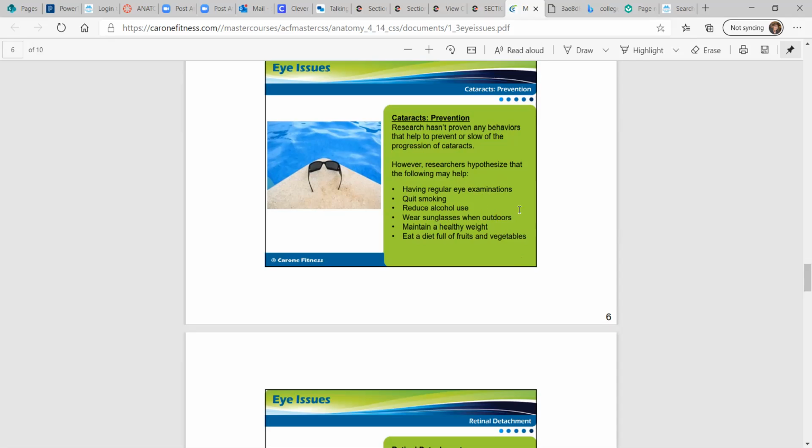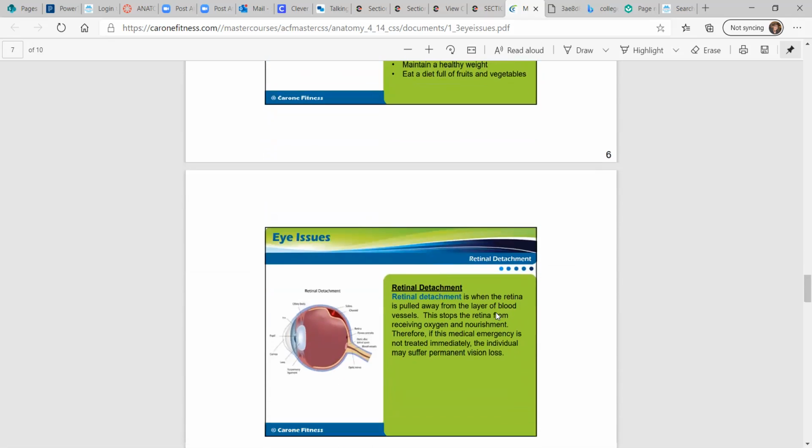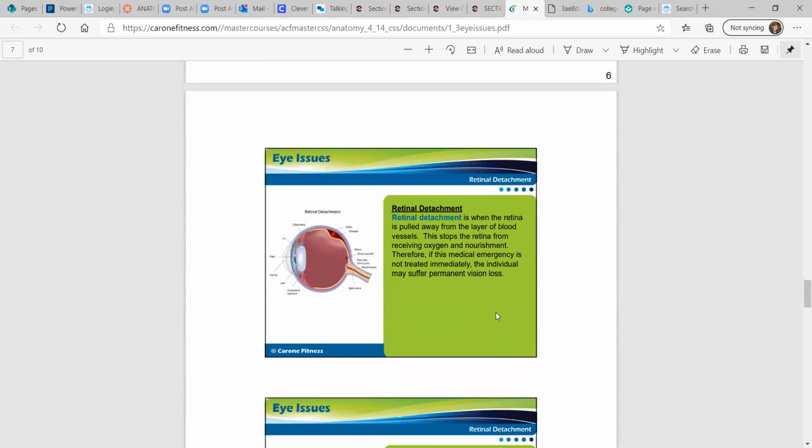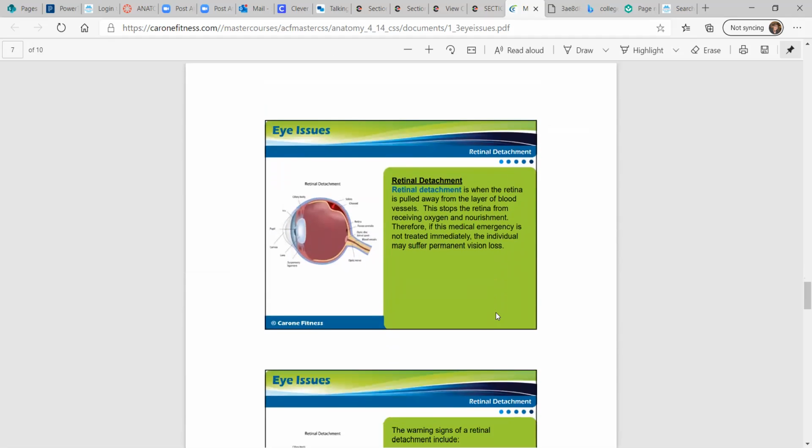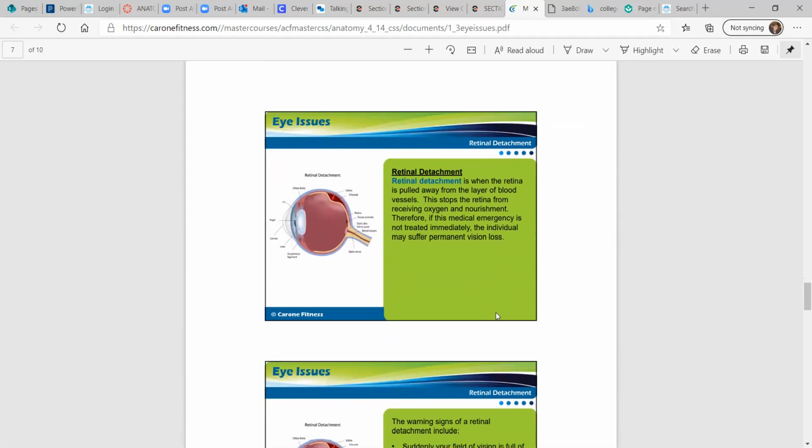So get your eyes checked out. Don't indulge in these less than healthy behavioral tendencies. Wear sunglasses and eat a relatively healthy diet and try not to be too overweight, if you know what I mean. It's just better for your health in general.